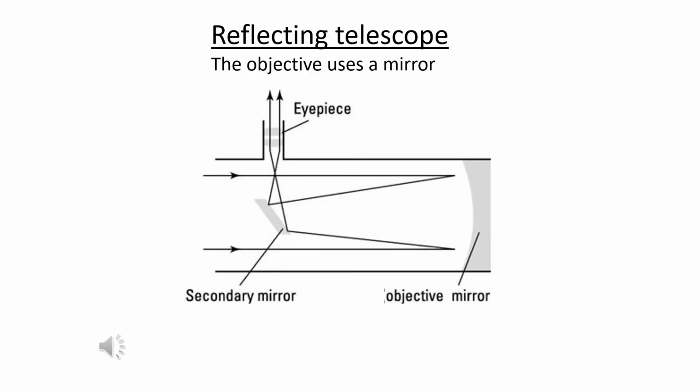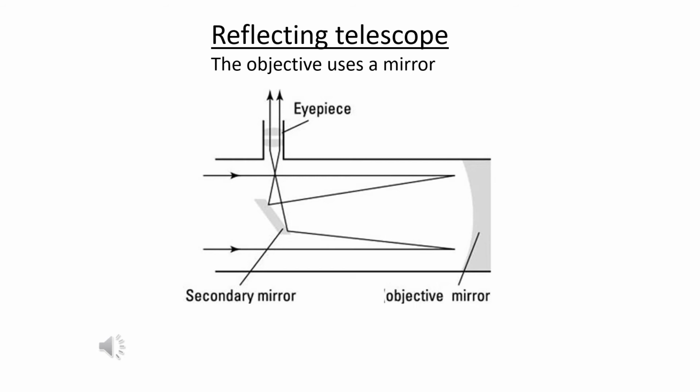The telescope we were just looking at is called a refracting telescope because it uses a lens for the objective. There's another kind of telescope called a reflecting telescope that uses a mirror. It was invented by Isaac Newton. You can see in this diagram here, when the light comes in from the left, instead of passing through a lens, it strikes that concave mirror there, and that mirror focuses the light.